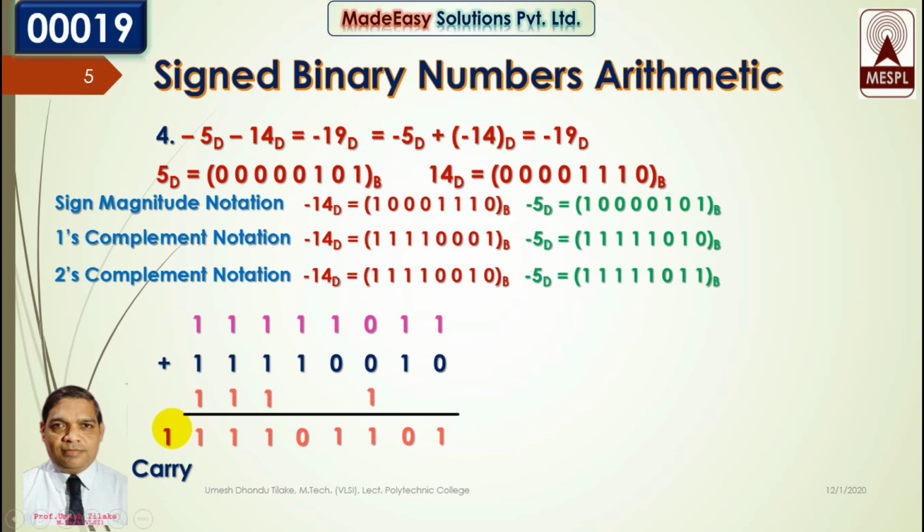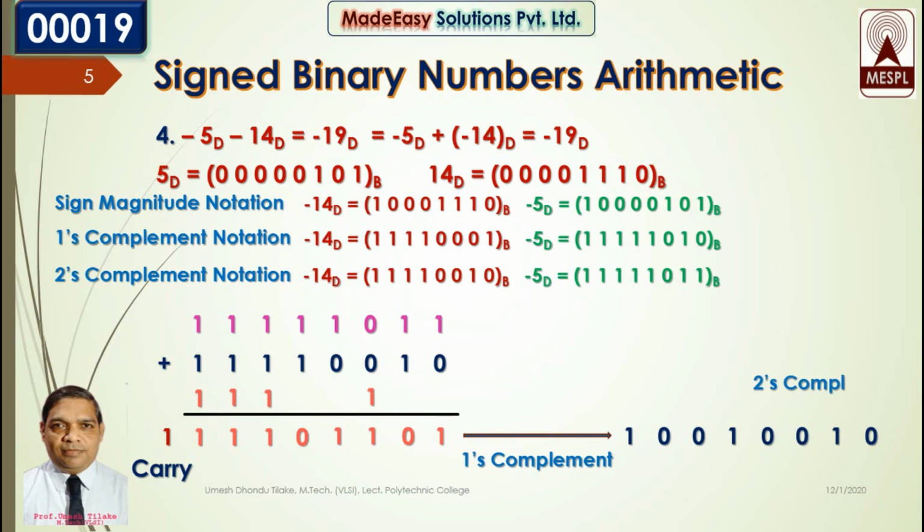Now here we have 1 carry and sign bit 1. So this result is negative and in 2's complement form. So again obtain 2's complement of the magnitude bits to find out its magnitude. So first find 1's complement. So 1's complement of this number is 1 0 0 1 0 0 1 0. So let's write it down. 1 0 0 1 0 0 1 0.